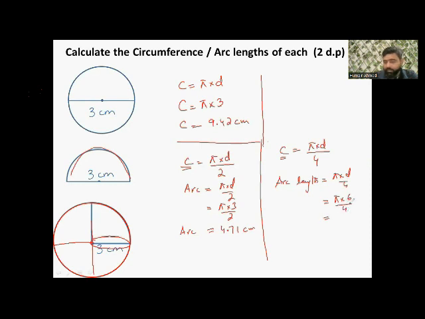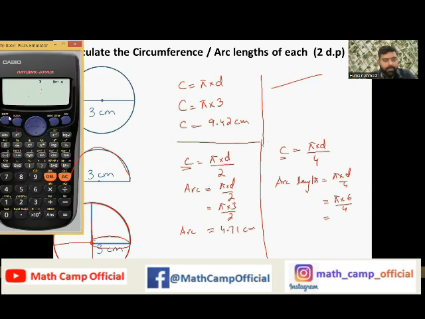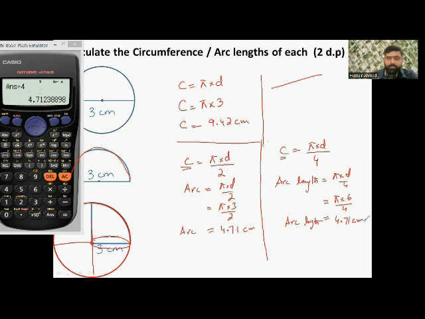And then we have to just complete this. We have to substitute all the values that we know. Pi times d, d is 6, divided by 4. So we have gotten this answer. The arc length for this one is going to be 4.71 centimeters.